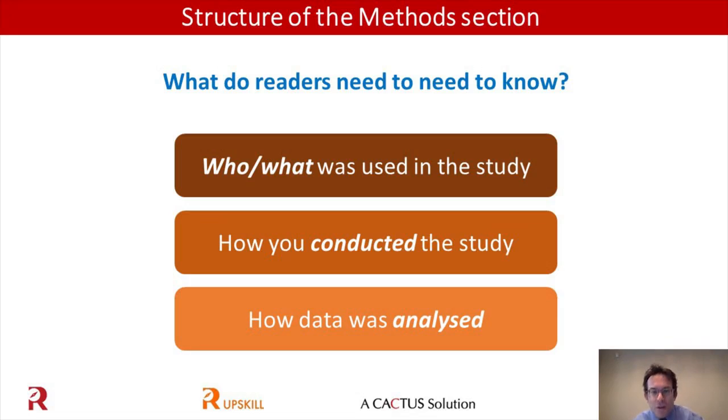Secondly, how did you do the study? How did you conduct your analysis? And then thirdly, how was your data analyzed? Who, what was used, how you conducted the study, and how your data were analyzed. These are the three elements of your method section.